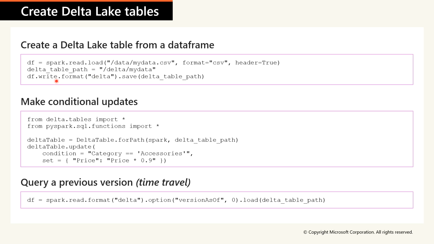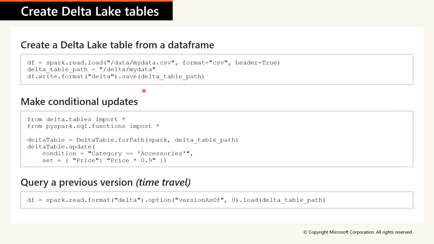And next comes the important factor. While saving the data, we mention .format as delta. So this is the key. It saves in Delta format instead of Parquet format. And then we use .save and mention the Delta table path. So inside that .save, we mention the destination path.